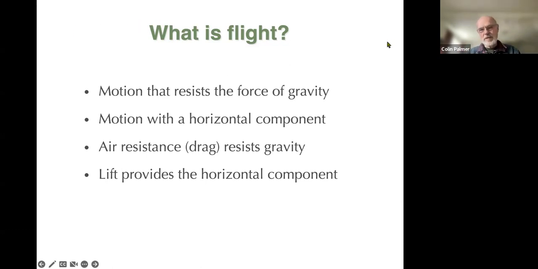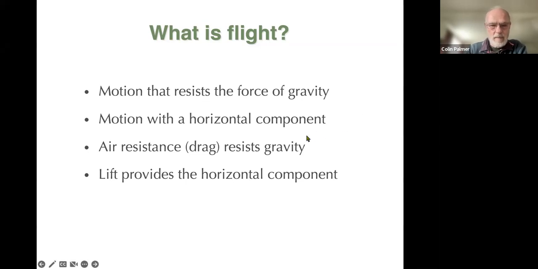So what is flight? We talk about the challenges of vertebrate flight, and we all think we know what we mean, and we probably do, but let's think about some definitions. Flight can be considered as a motion that resists the force of gravity, but importantly, it's a motion that has a horizontal component. When something is flying through the air, it has air resistance, drag, and you could say, well, that resists gravity. But lift is a process that provides a horizontal component.